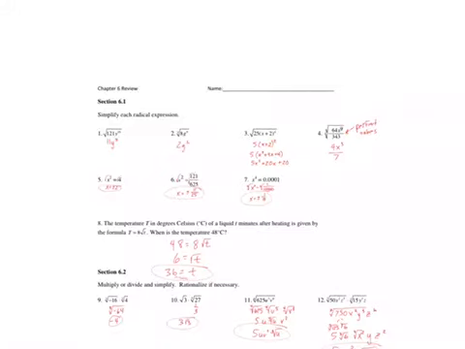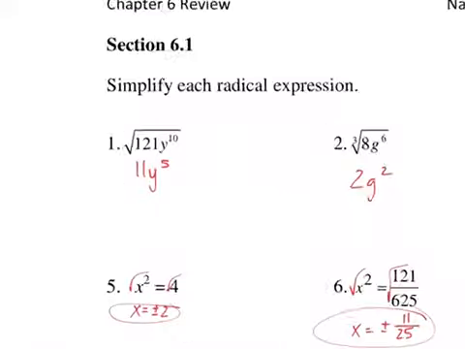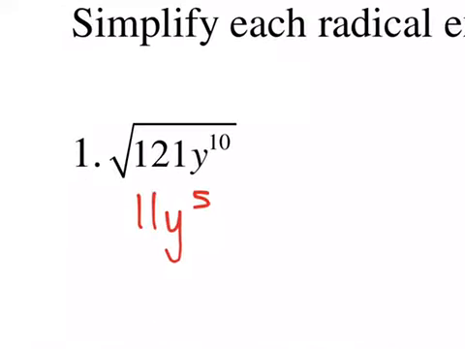Alright, in this video I'm going to try to keep it to 15 minutes. It's going to go over the answer key for chapter 6. 6.1. We've got a square root here. The square root of 121 is 11.